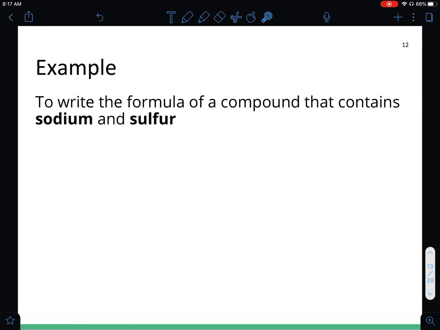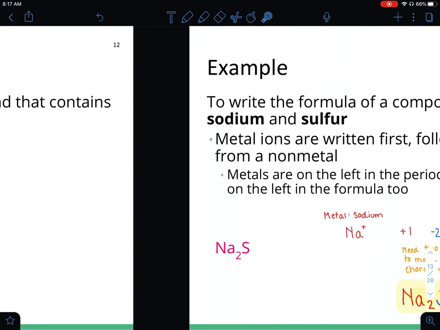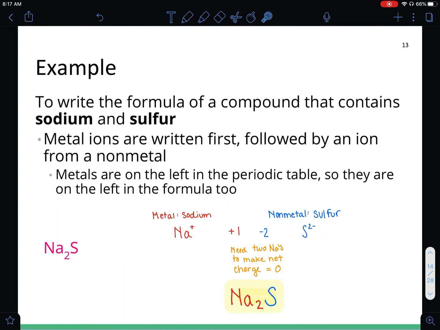So, for example, we have sodium and sulfur. What we are going to do is first look up sodium on the periodic table, and we would see that its chemical symbol is Na, and because it's in group 1, it has a +1 charge. Then our nonmetal is sulfur. We would look up and see that its chemical symbol is S, and its charge is -2.